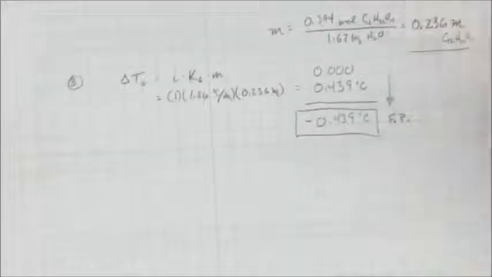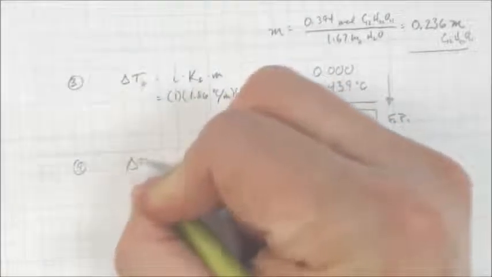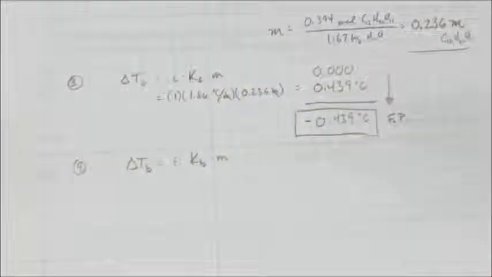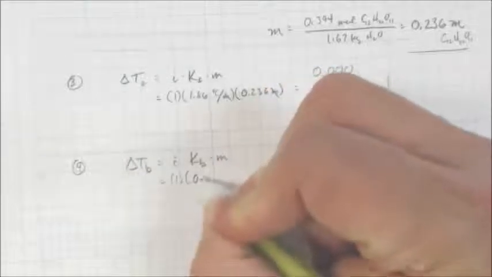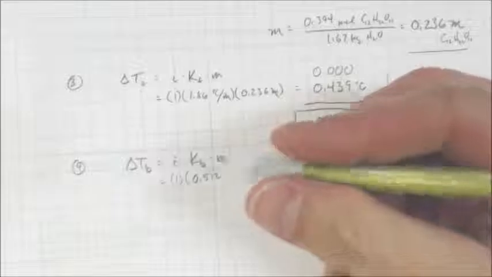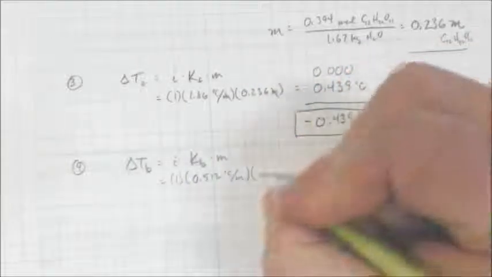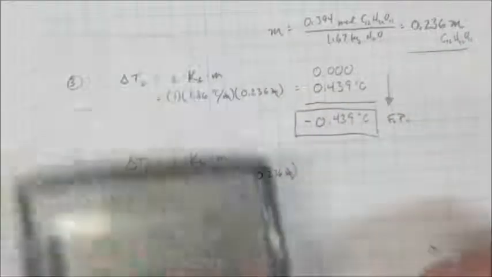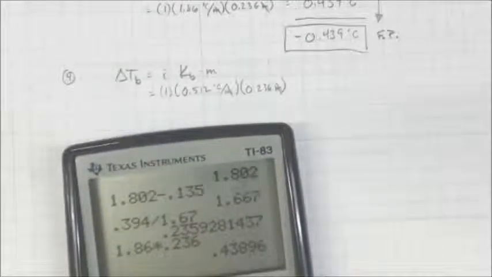The boiling point is essentially done the same way. We'll count that as step number 4 over here. We're going to use delta TB and KB here. Van 't Hoff factor still 1, of course. Now, the boiling point effect is not as significant, so it's only 0.512 degrees Celsius per molal. And our molality is 0.236 molal. Molal units cancel out, and we have 0.512 times 0.236.